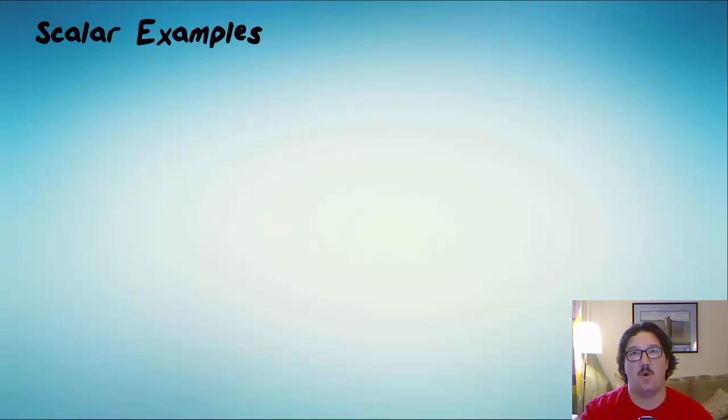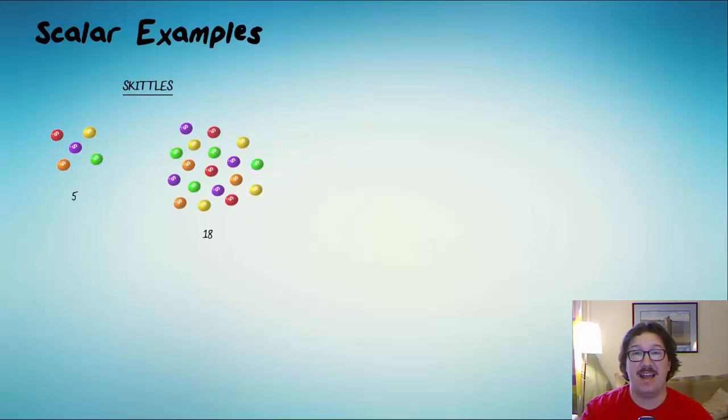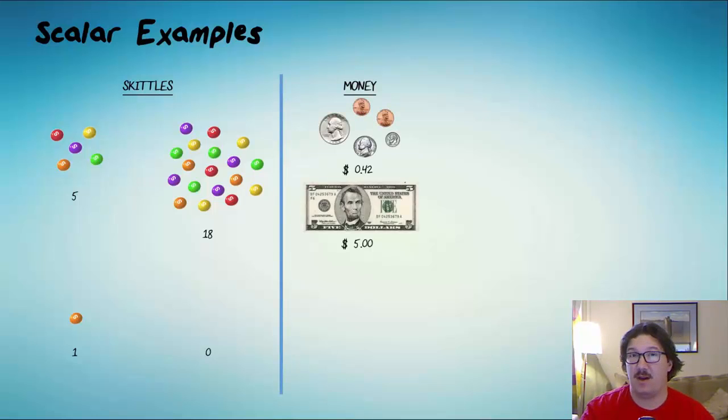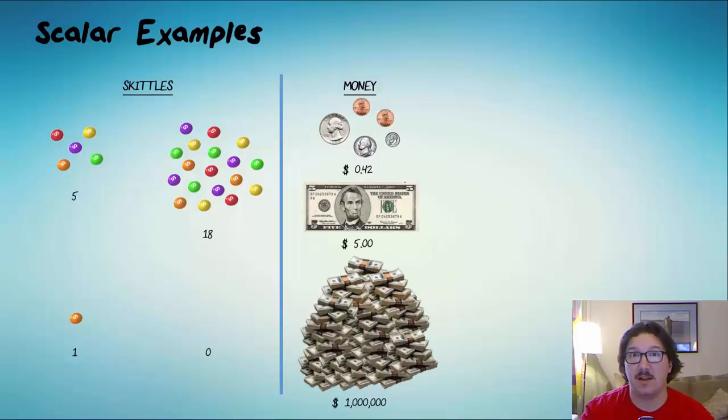So here are some examples of quantities that would be considered scalars. I don't know about you, I really like Skittles. And when you pour some Skittles out of your hand, maybe you get 5 Skittles. Maybe you get 18 Skittles. Maybe you only get 1 Skittle. Maybe the bag was empty and you get 0 Skittles. Right? The amount of Skittles that you get is a scalar. Another classic example of a scalar would be money. Right, in your pocket, maybe you have 42 cents, maybe you have $5, maybe someday you'll have $1 million. I guess not in your pocket, but you could have $1 million. And the amount of money that you have would be a scalar quantity.